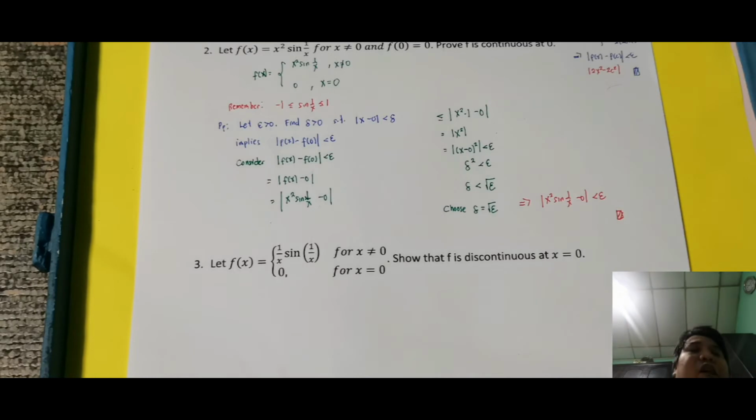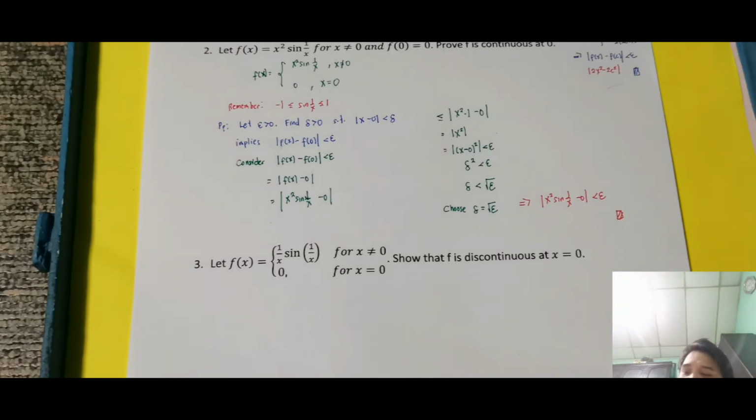So paano ba natin ma-show na isang function is discontinuous? Sir, dapat i-assume mo na siya ay continuous. Pero naalala niyo ba yung ating definition ng continuity? Yung definition o theorem ng continuity natin is for every epsilon greater than 0, there exists delta greater than 0 such that absolute value of x minus c is less than delta. Naalala niyo isa pang definition: if f of x is continuous at c, then for any sequence of x sub n that approaches c, f of x sub n approaches f of c. Naalala niyo yung ganun, no?